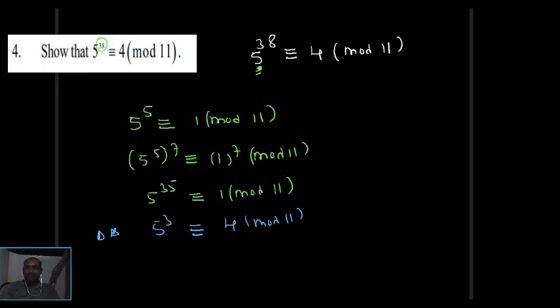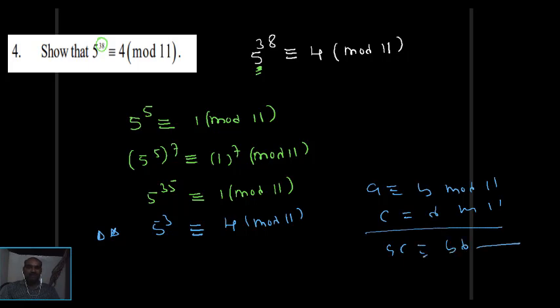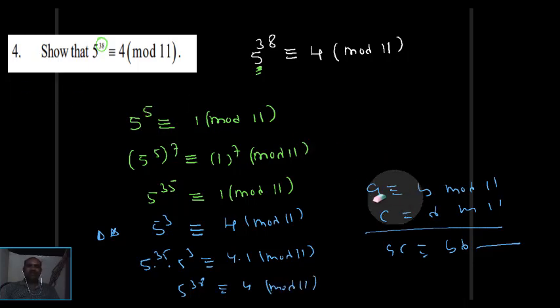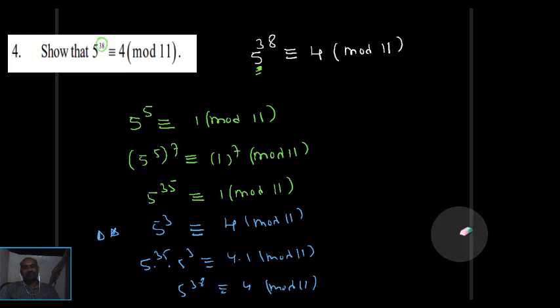I will use: A is congruent to B modulo 11, C congruent to D modulo 11. What I can say is AC congruent to BD modulo 11. That is my intention. AC means 5 power 35 into 5 cube, congruent to 4 into 1 modulo 11. What happened? 5 power 38 is congruent to 4 modulo 11. So I got the result. Okay. So in this way you can solve the problem.